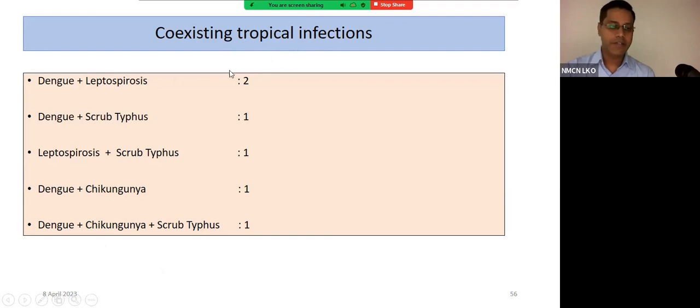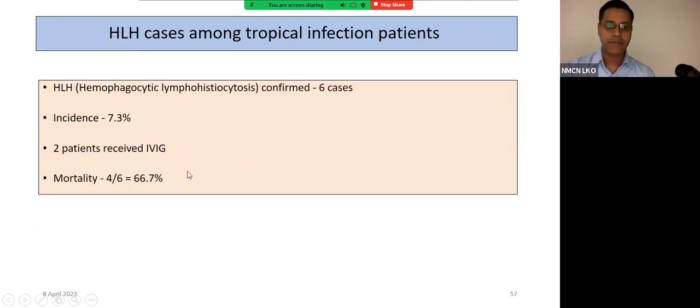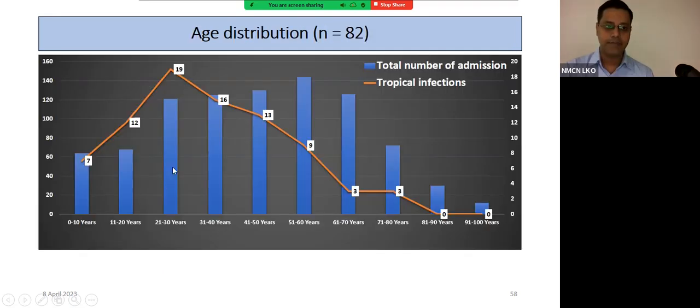Coexisting tropical infections, dengue with leptospirosis, we had 2 cases. Dengue with scrub typhus, we had 1 case. Leptospirosis with scrub typhus, 1 case. Dengue with chikungunya, 1 case. Dengue with chikungunya with scrub typhus, 1 case. HLH cases among tropical infection patients. Hemophagocytic lymphohistiocytosis confirmed 6 cases. Total incidence was around 7.3%. 2 patients received IVIG, and the mortality rate was around 66.7%.